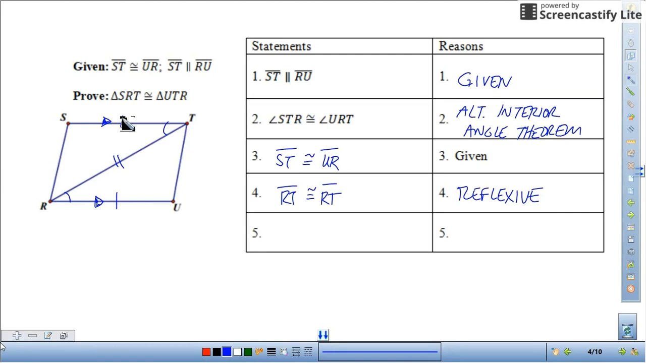And then we can say that we have two corresponding sides being congruent, and the included angle in between them also being congruent, so that we know that the triangles SRT and UTR must be congruent. And that is again because of the side angle side congruence theorem.